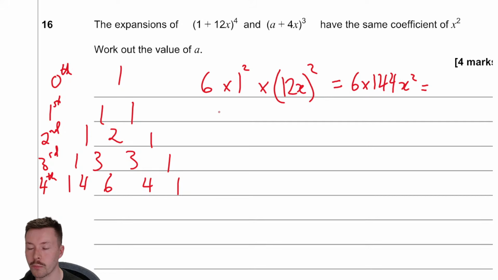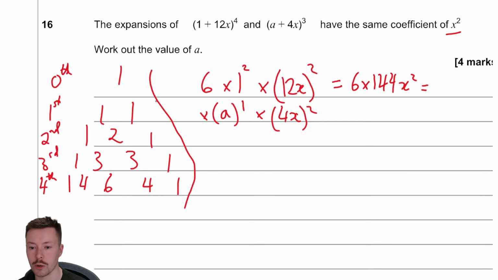I'll work that out. The next bit we need is 4x squared to get the coefficient of x squared. So that would be times a to the power of 1. And then we're timesing that by either 3 choose 1 or 3 choose 2. It doesn't matter, because they'll be symmetrical. So third row here, choose 1, 0, 1. You can see here 1 and 2 are the same, 3. Okay?